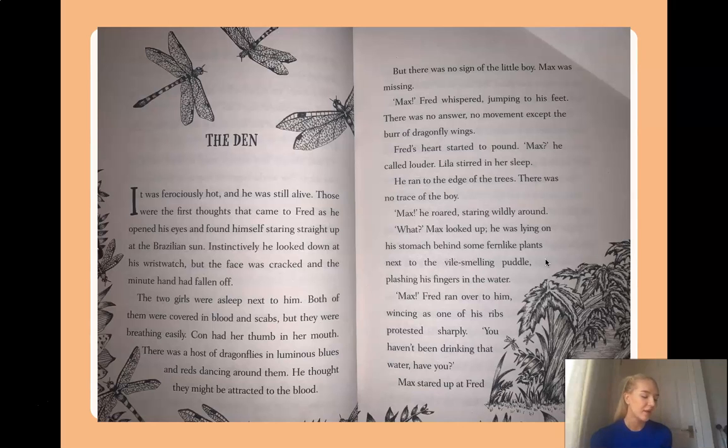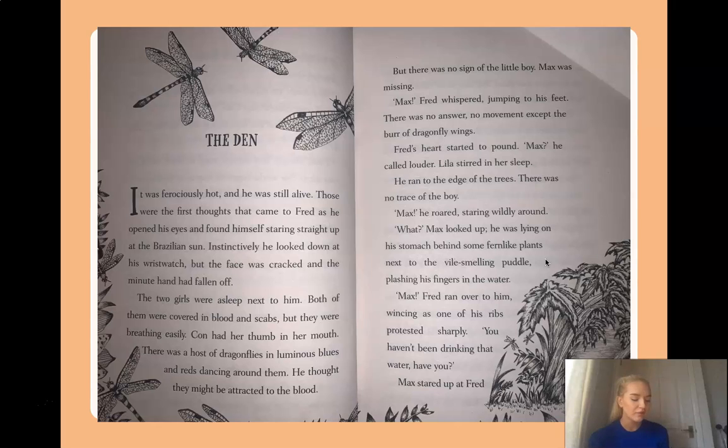It was ferociously hot, and he was still alive. Those were the first thoughts that came to Fred as he opened his eyes and found himself staring straight up at the Brazilian sun. Instinctively, he looked down at his wristwatch, but the face was cracked and the minute hand had fallen off. Think about what that tells you about what they've been through so far, that now his watch is broken too. The 2 girls were asleep next to him. Both of them were covered in blood and scabs, but they were breathing easily. Con had her thumb in her mouth.